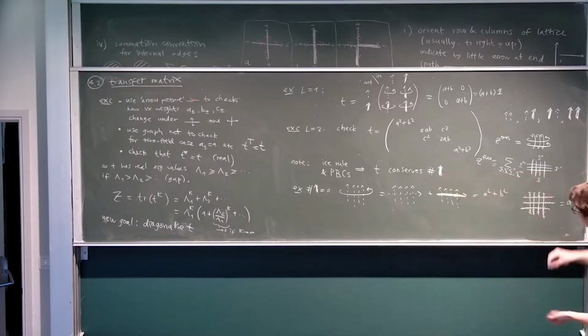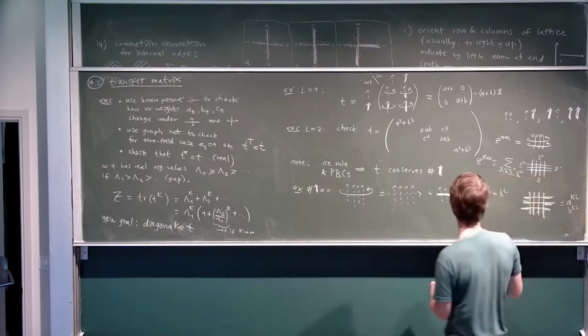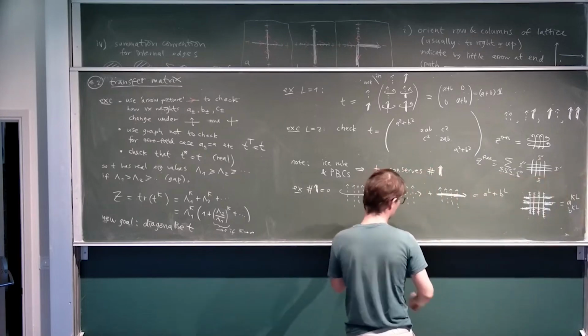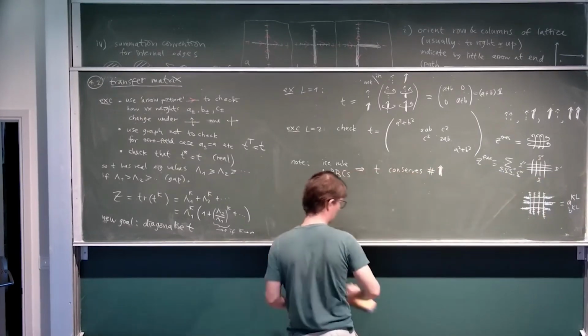Some other examples. Of course, what I could have done is I could have instead taken this to be a thick line here, and I could take these to be thick lines. Then instead you just get B to the K times L. So it's another very boring case. Okay, so now let's do some more interesting cases. So one case that people really like is the following.